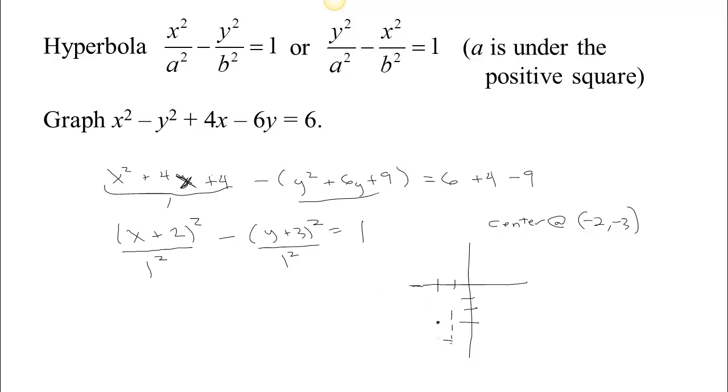So draw ourselves a little box that's 2 by 2, right? 2 times 1 by 2 times 1, and extend the diagonals of that box, and we have the asymptotes of the graph. Now let's see, if we set y to be negative 3, then x plus 2 squared has to be 1. So x plus 2 has to be plus or minus 1. So that's going to be 1 to the left or 1 to the right of the center. So there's our two vertices. So we come back, we can approach the asymptotes, and this is the graph of our hyperbola.